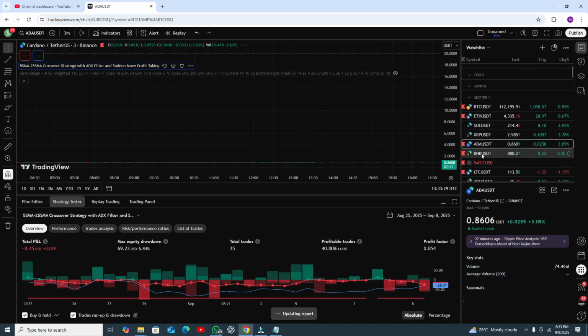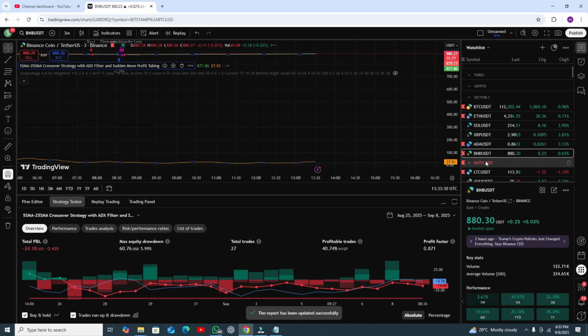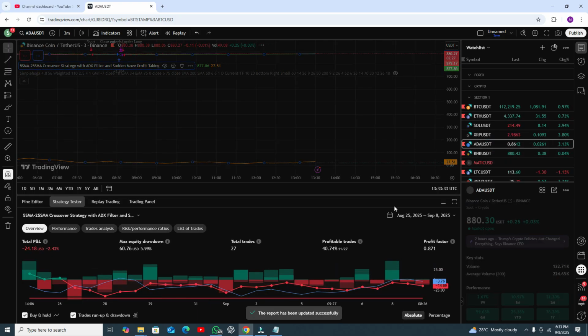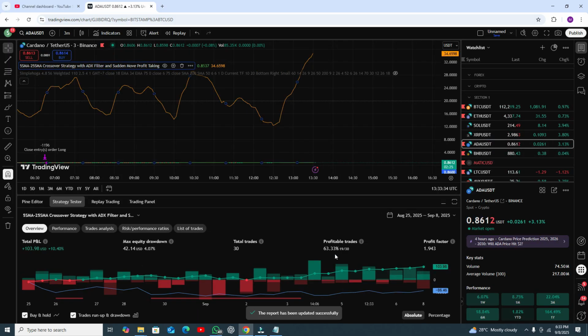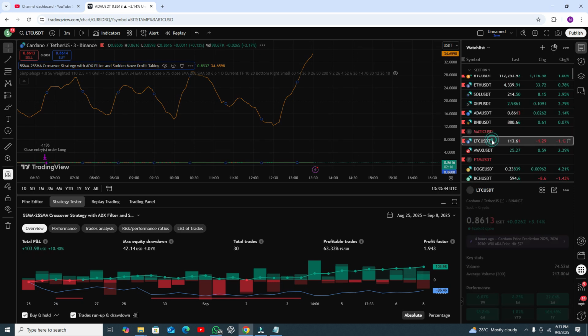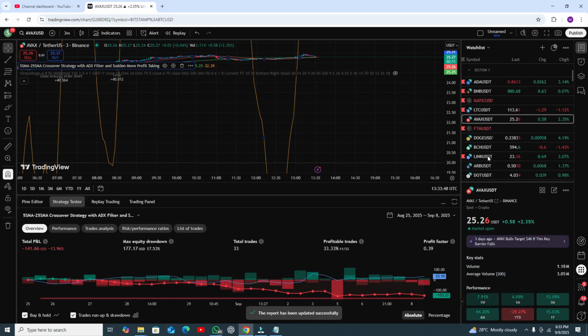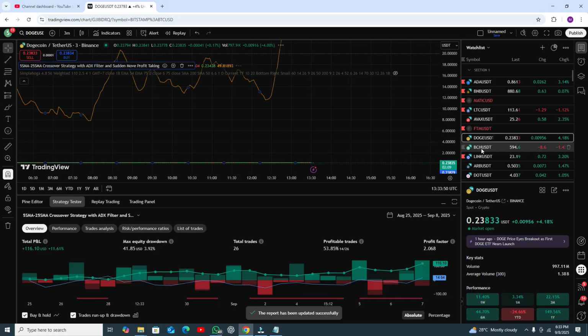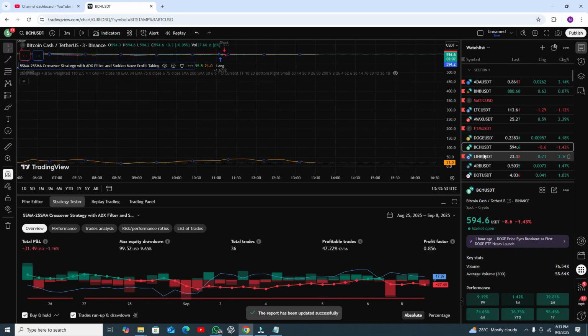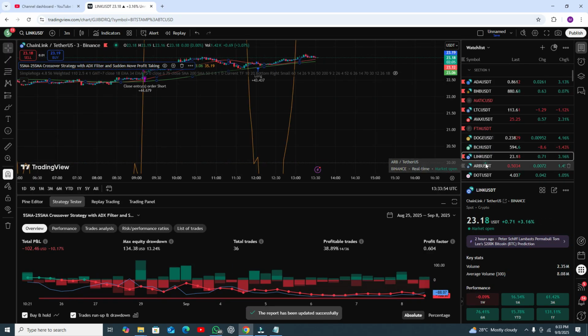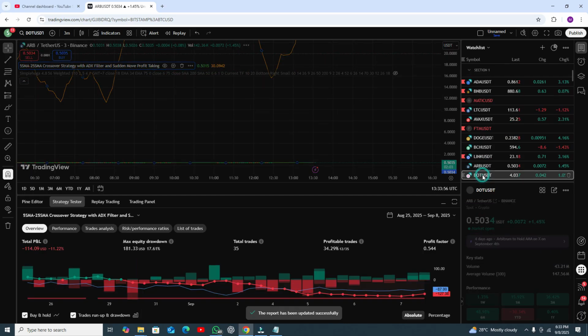Okay, in the ADA BNB pair, the accuracy is good, 63%, and in the last 13 days it gave you $103 profit. That's actually a good one, not bad at all. LTC not good, AVAX not good actually, Doge. Actually you need to find the pair in which it gives you good accuracy.